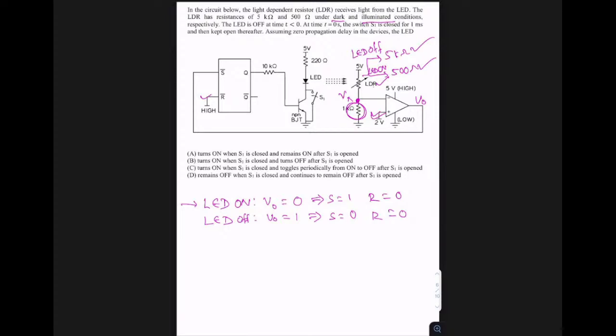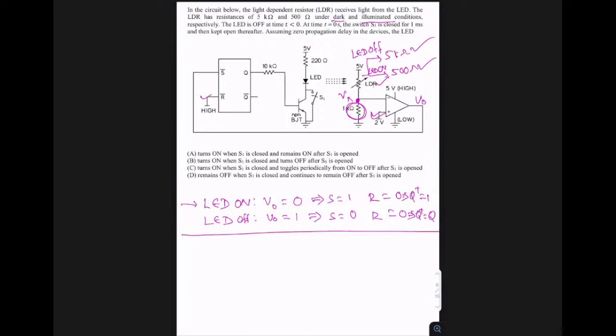So if you remember in SR flip-flop, for 1, 0 we get Q plus equals 1. And if 0, 0 we get Q plus equals Q. This is the standard thing in SR flip-flop, if you remember. Now this is the overall conclusion of the story. Now let's come to the question.